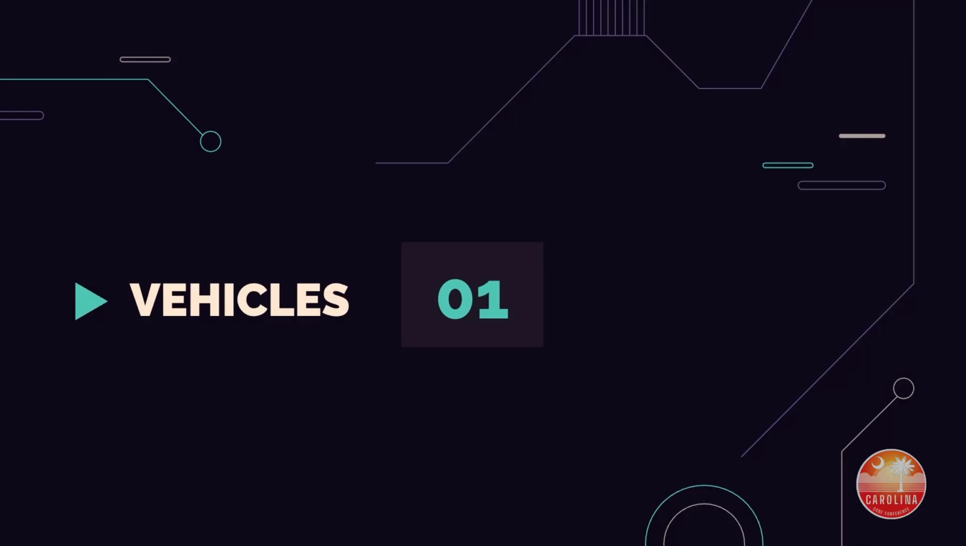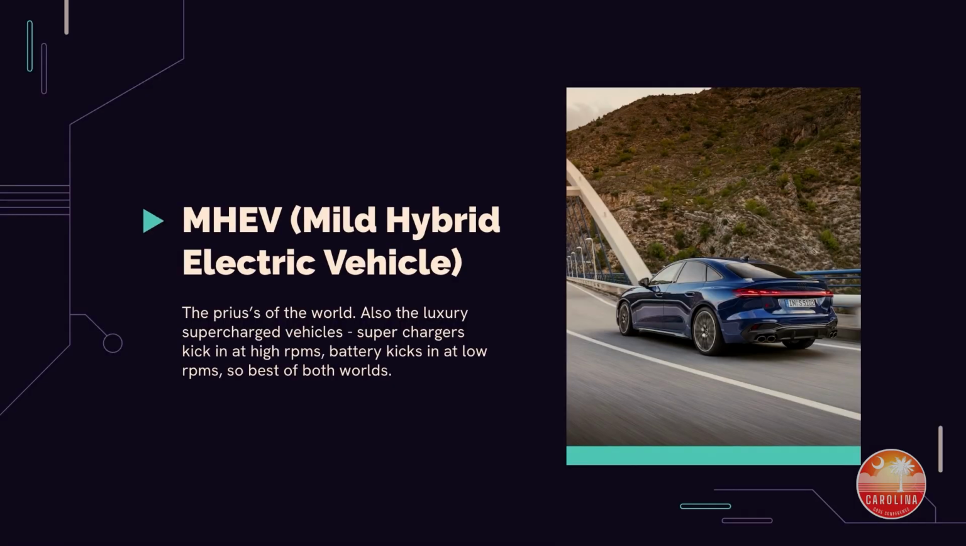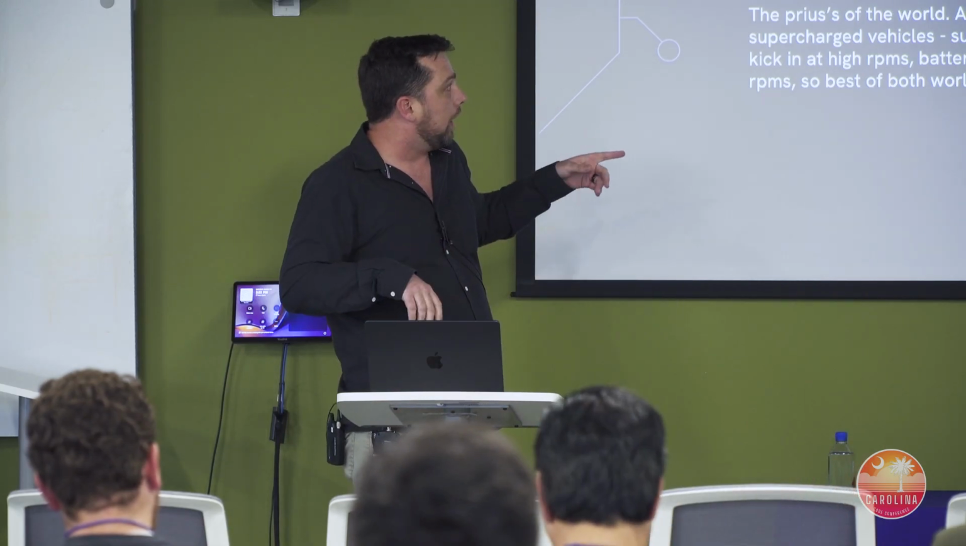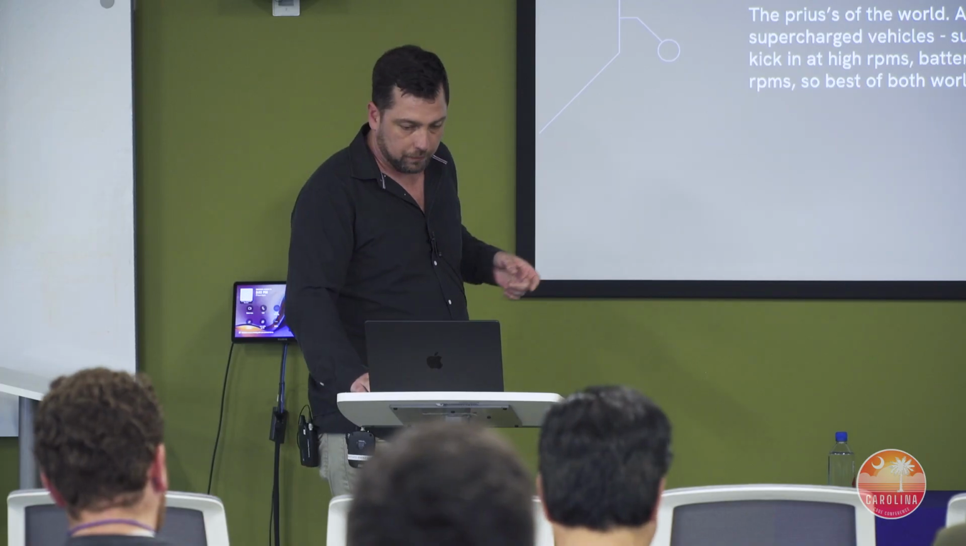All right, so let's talk about vehicles. I'm going to go through 4 acronyms for different vehicles that have batteries on them. So the mild hybrid is the Prius of the world. Something I think is kind of cool is it's also the luxury supercharged vehicles, because they figured out that with a battery and a supercharger combined, you get extra propulsion and extra energy delivered to the wheels at both low RPMs with the battery and high RPMs with the supercharger. So that's where a lot of mild hybrids are coming into existence as well.